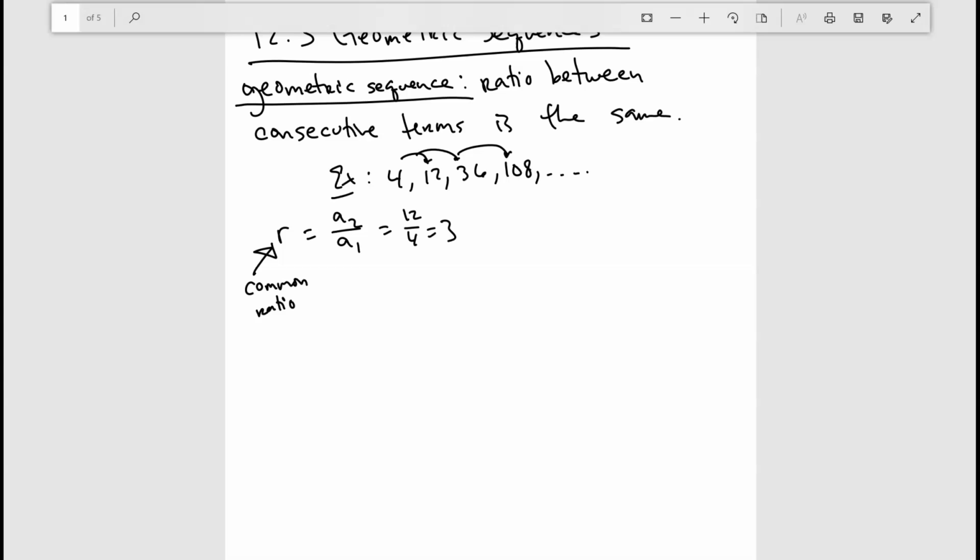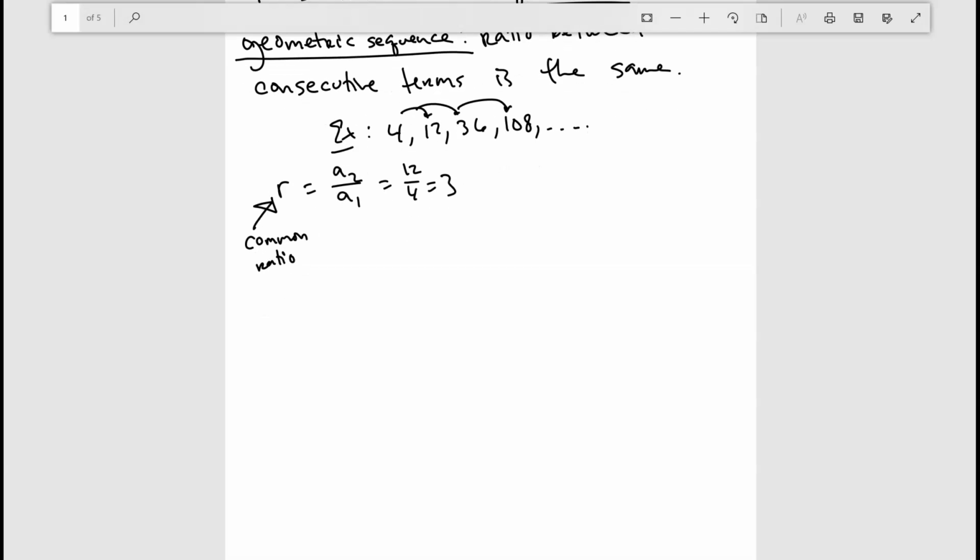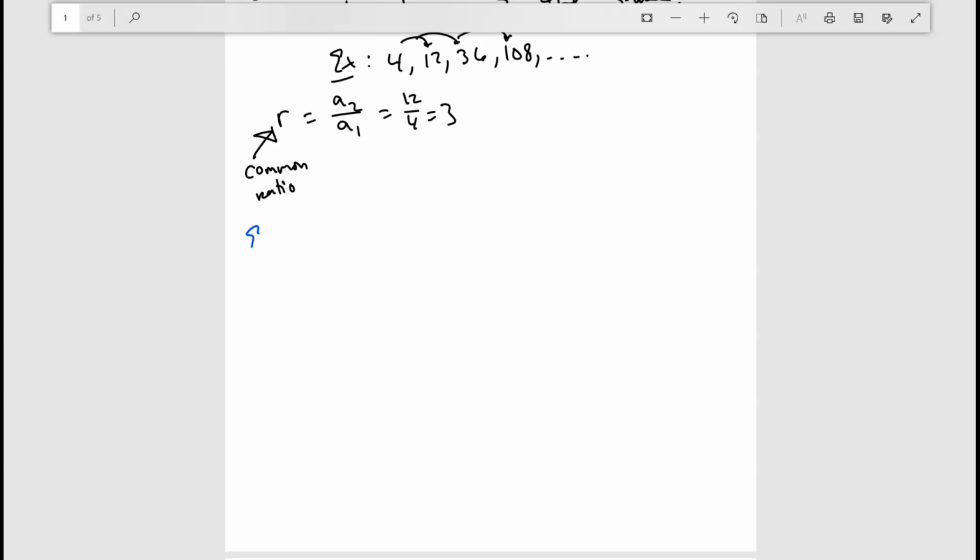4 times 3 gives me 12. 12 times 3 gives me 36. 36 times 3 gives me 108. So what do you think the common ratio is of this sequence? Find the common ratio of a geometric sequence. So what do you think it's going to be for this one?